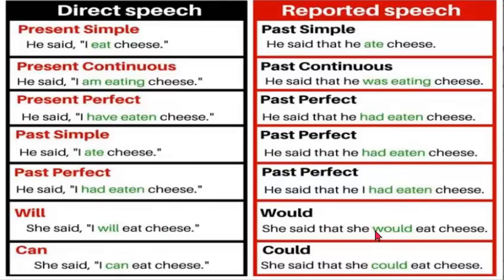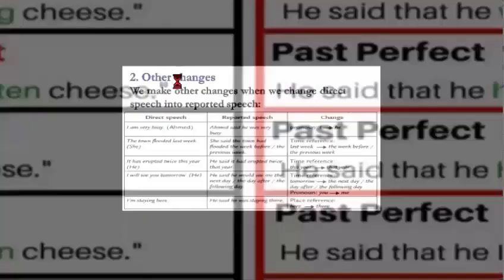Will will be changed into would. I will eat cheese. He or she would eat cheese. I can eat cheese, change it into could. She could eat cheese. So these are the verb changes in reported speech.